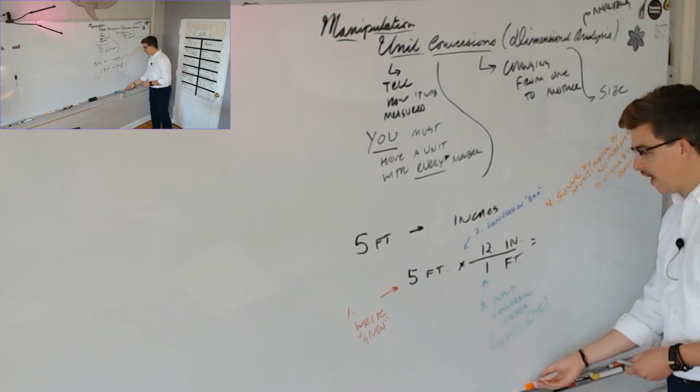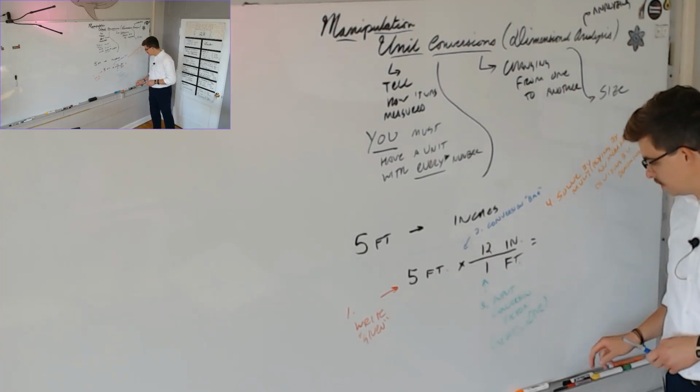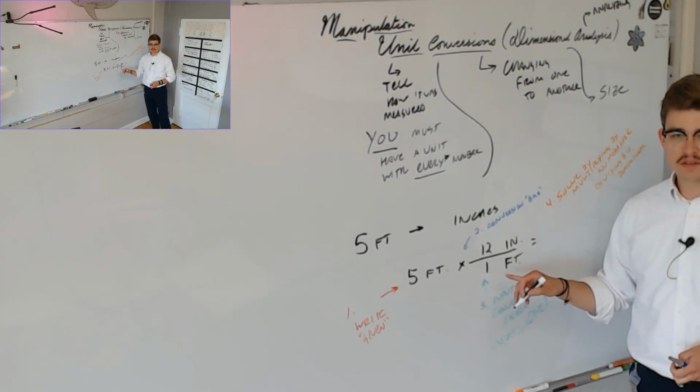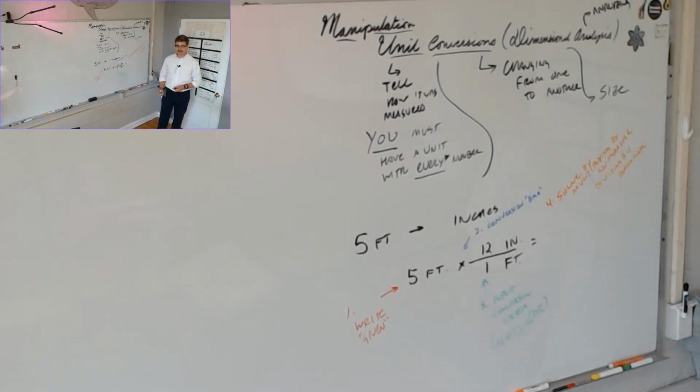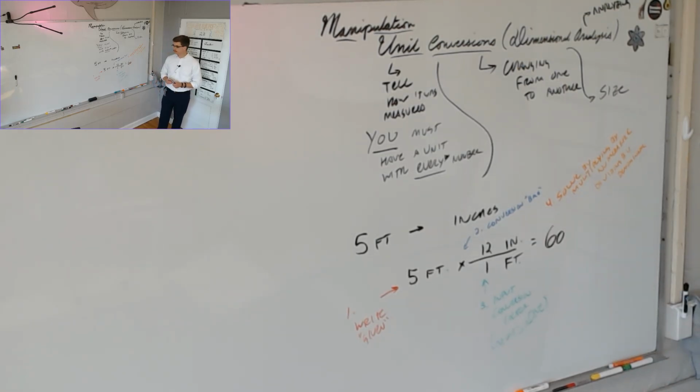So 5 multiplied by the numerator, just the numbers right now, 5 multiplied by the numerator, which is 12, is 5 times 12 is 60, divided by the denominator, which is 1. 60 divided by 1 is still 60. So our answer numerically is 60.